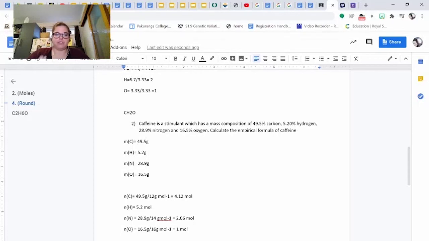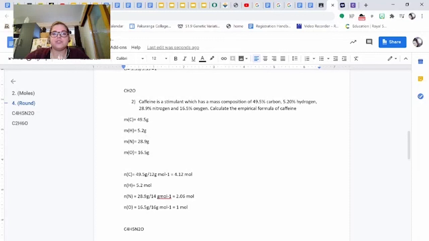So there are, remember these are subscripts. I just cannot figure out how to make them small. So we have 4 carbons, 5 hydrogens, 2 nitrogens, and 1 oxygen.